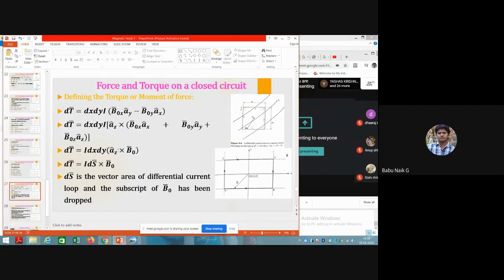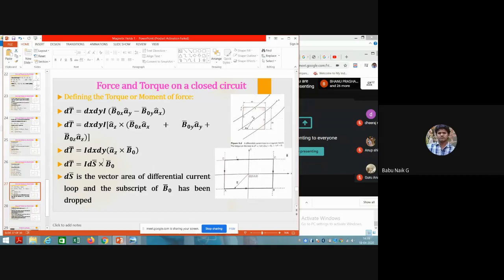Now after this, a cap z cross B bar naught, the magnetic field at the center of the loop, which is the origin point here. Now the torque due to this loop dx and dy, where the area of the rectangular loop is dS here. The differential surface area dx dy is dS here, which is a cap z cross B naught.